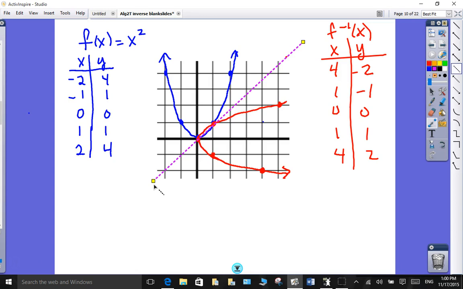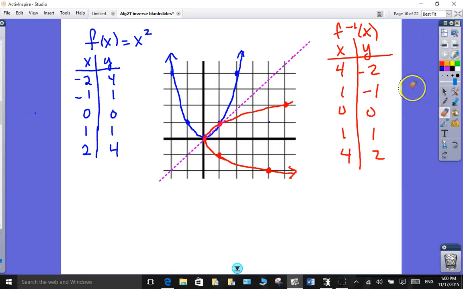Oh, 1, 2, 3, 4. You're right. Thank you. So let me go back and make it right there. Thank you. So we understand now the graph of a function and its inverse should look like it's flipped across that line, y equals x.